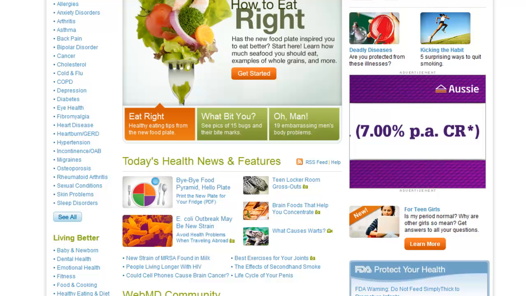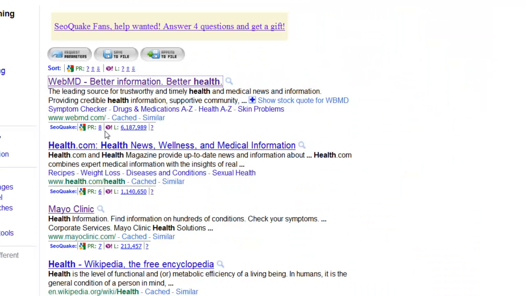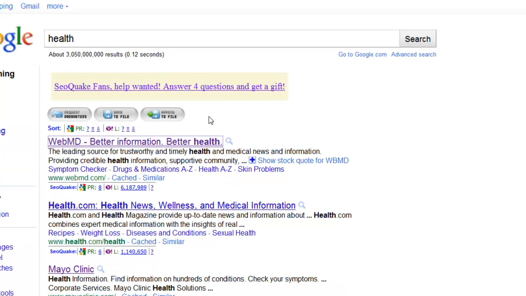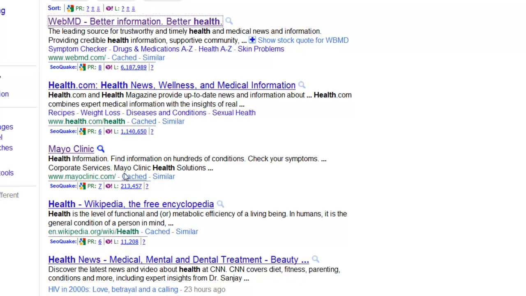So you would assume a lot of these backlinks here have probably got the keyword phrase health in them, in the anchor text, or even the exact phrase health in the anchor text. So that's not a good sign. What you really want to be aiming for is lower backlinks.